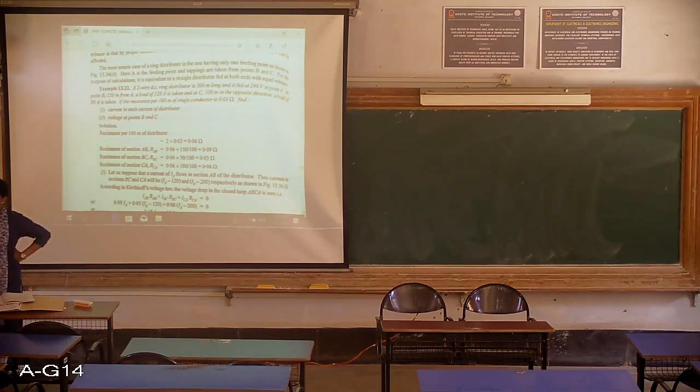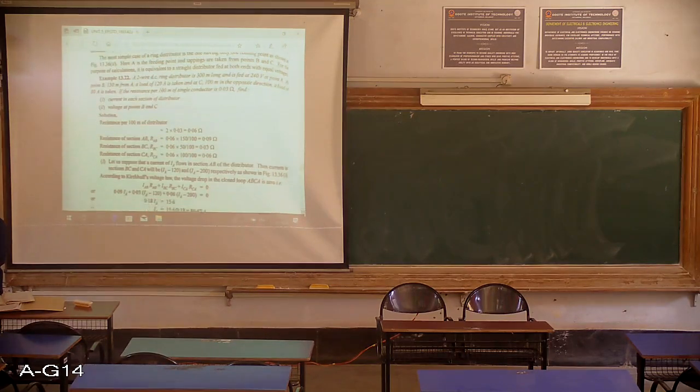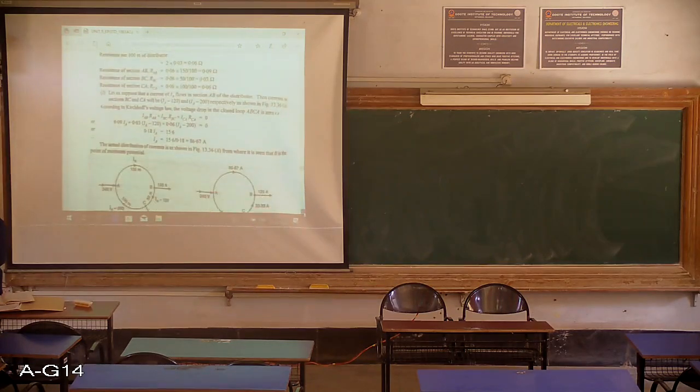So at point B, at a distance of 150 meters from A, a load of 120 amperes is taken, and at C, 100 meters in the opposite direction, a load of 80 amperes is taken. If the resistance per 100 meter of single conductor is 0.03 ohms, find current in each section of the distributor and also voltages at points B and C. Okay, so just look at the diagram.